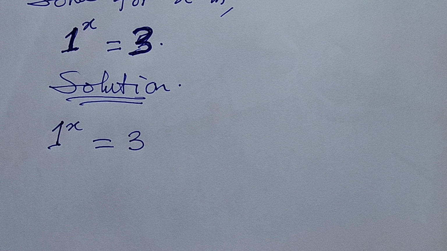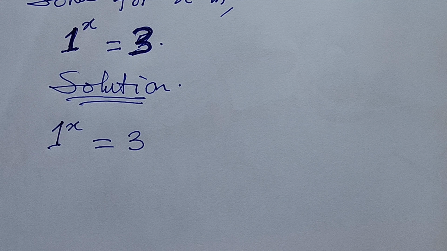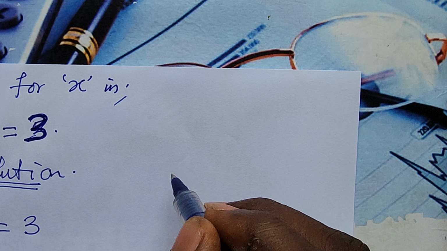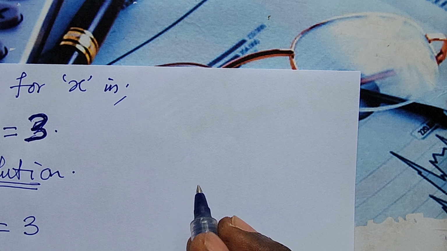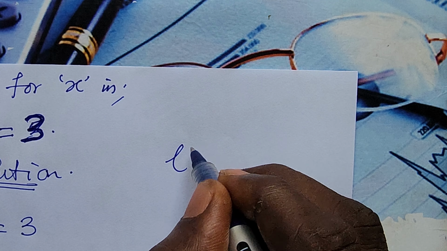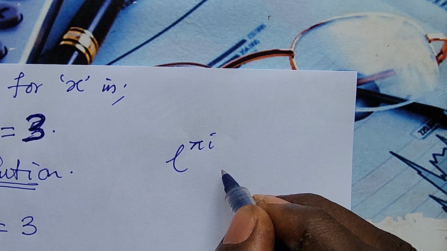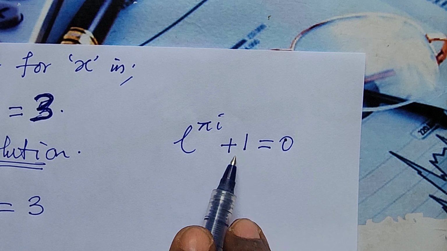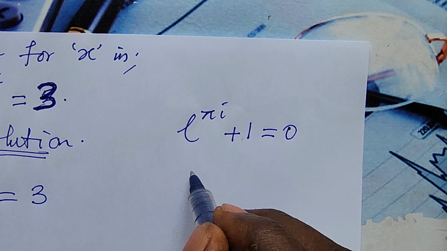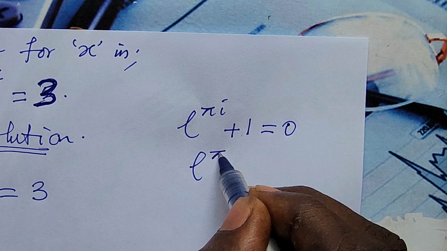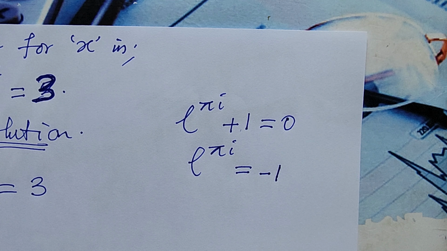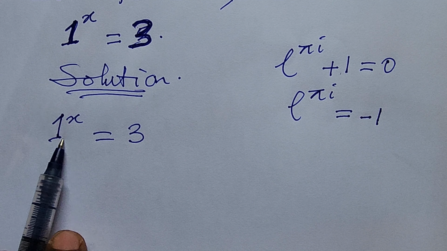Now, with this, we just have to recall what we call the Euler equation, which says that e to the power of pi i plus 1 equal to 0. If we send 0 to this side, it's going to give us e to the power of pi i equal to minus 1. But what we have here is positive 1.